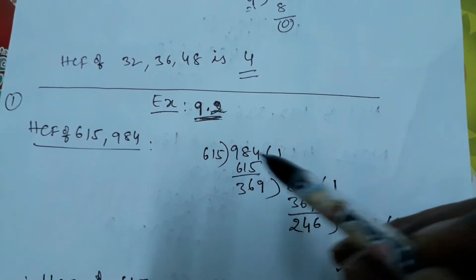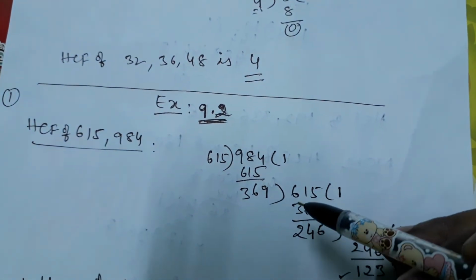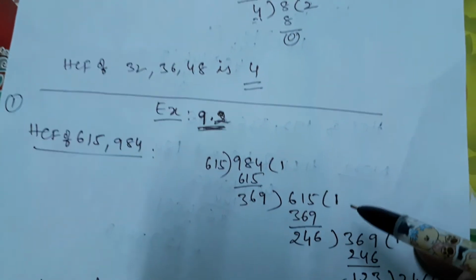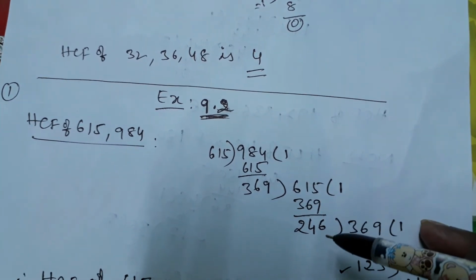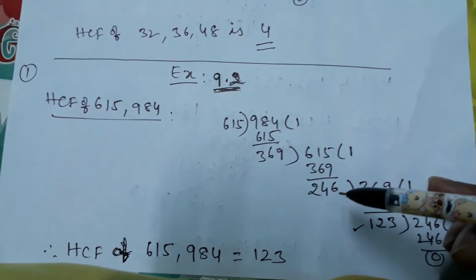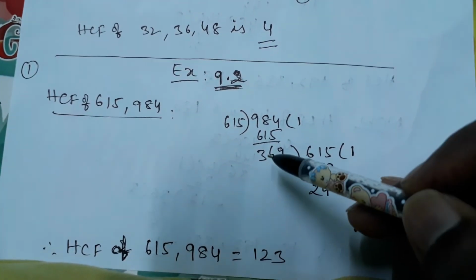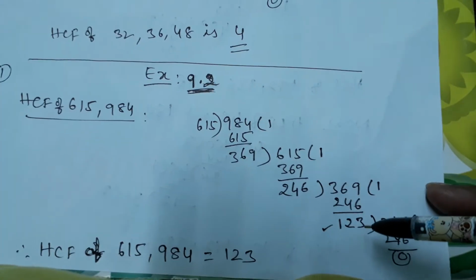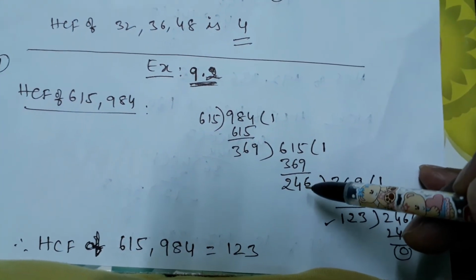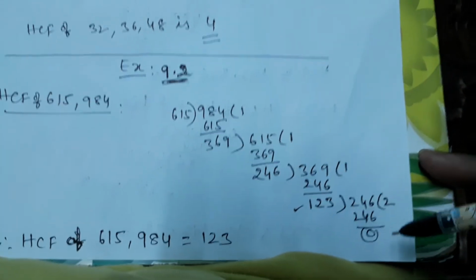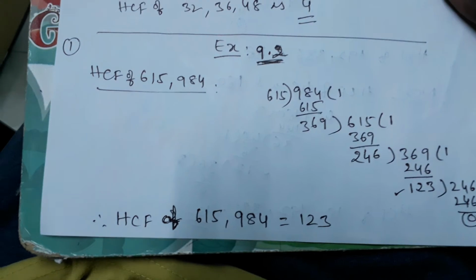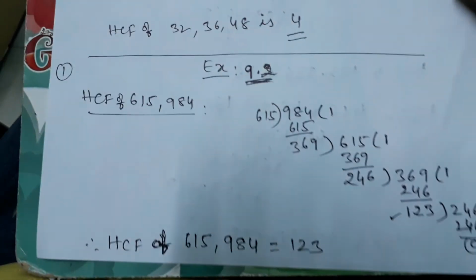Now with this remainder, divide the previous divisor. The previous divisor is 615 now. Divide the previous divisor by the remainder. Again you get one time only, and again you get a remainder. With this remainder, divide its previous divisor, and you will again get a remainder. Continue until you get remainder 0. Once you get remainder 0, the last divisor is the HCF of the given numbers. I am taking two numbers.